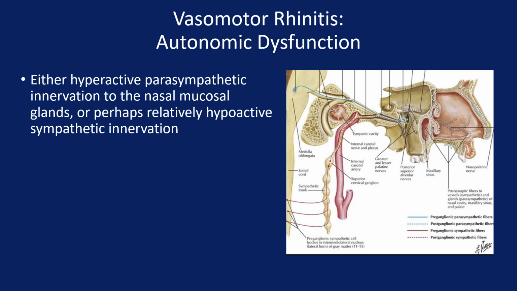So I'm just going to focus now on the treatment of vasomotor rhinitis. I hope everybody got that nice American Family Physician article, I think 2005. Does a great job at summarizing this. So vasomotor rhinitis is thought to be a condition of autonomic dysfunction. It's either hyperactive parasympathetic innervation, which is probably the more prominent theory, which then supplies the nasal mucosal glands. There might be a relative hypoactive sympathetic innervation too, but this is kind of a tough thing to study.